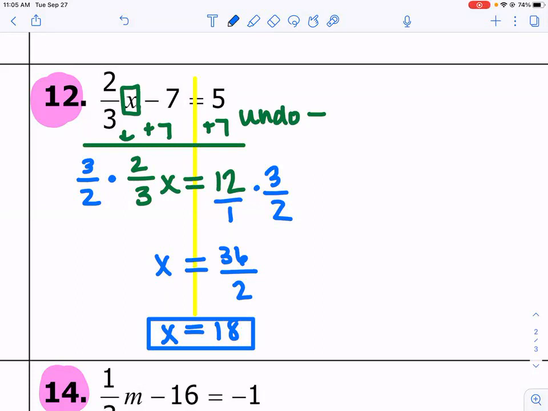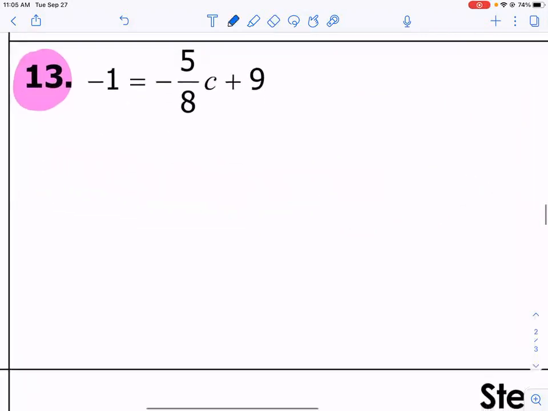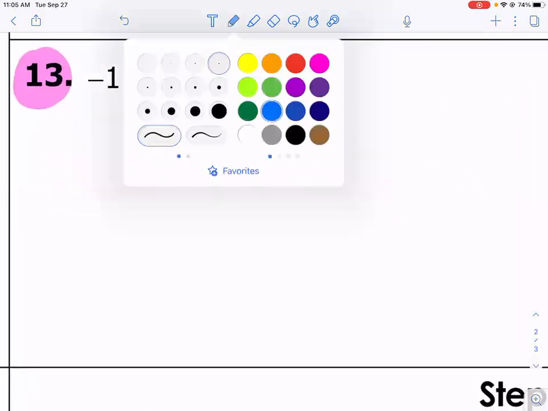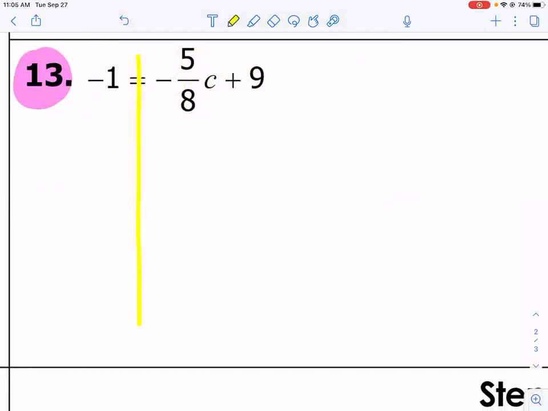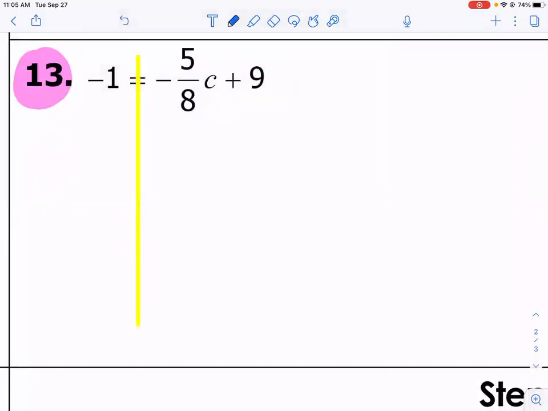Okay, should we do another one together? No. Let's work on the homework. 13. Let's do 13 together. You seriously want? I am serious. She's super serious. But you got a straight face on right now. Okay, I hear a lot of talking. We need to stop.